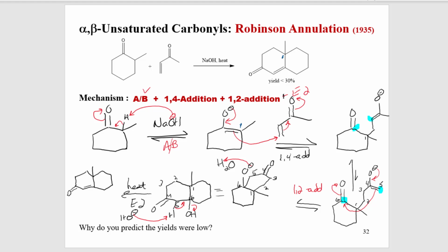And giving us the final product. So really 1, 2, 3, 4, 5, 6. Now we can number in confidence, knowing where everything came from. 6 was actually the carbonyl we started with.